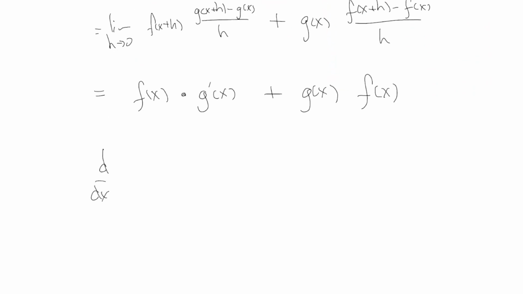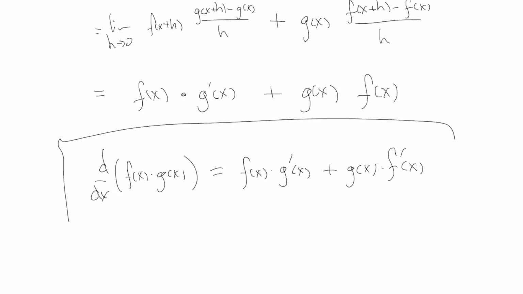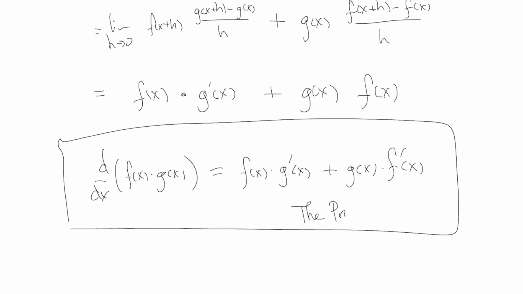Where we started, remember, was the derivative of f of x times g of x. And the answer is f of x times g prime of x plus g of x times f prime of x. And this you need to remember. This is called the product rule. This is the formula for how to do the derivative of two things multiplied together, all right? And make sure when you write this down and when you remember it, these primes got to be in the right spot, right? The prime makes a big difference.